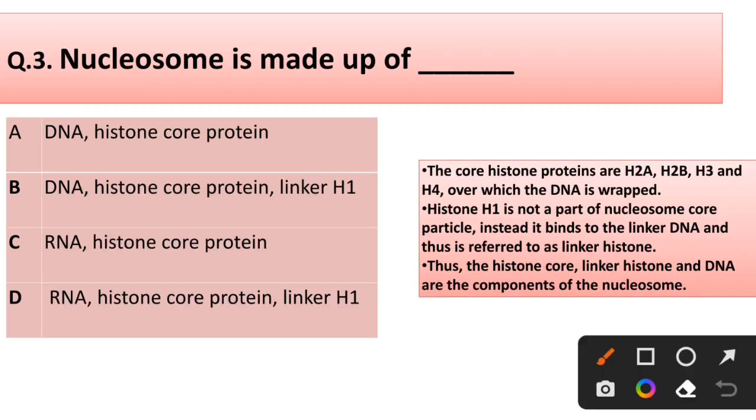Question number 3. Nucleosome is made up of: DNA, histone core protein; DNA, histone core protein, linker H1; RNA, histone core protein; RNA, histone core protein, linker H1. Correct answer is option B, DNA, histone core protein and linker H1. The core histone proteins are H2A, H2B, H3 and H4, over which the DNA is wrapped. Histone H1 is not a part of nucleosome core particles. Instead, it binds to linker DNA and is thus referred to as a linker histone. Thus, the histone core, linker histone and DNA are components of the nucleosome.